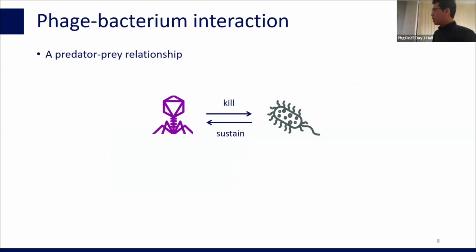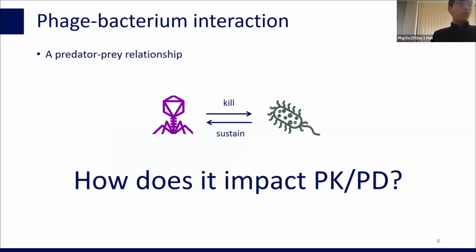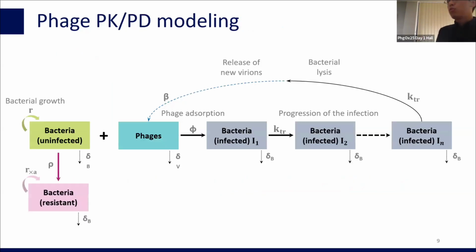All right, now we talk about phage. Phage and bacteria form a so-called predator-prey relationship, meaning phage on one hand will eventually kill bacteria, right? But at the same time, they need bacteria to sustain themselves. Although this sounds obvious and straightforward, it has fundamentally changed the PK/PD behavior of phage. So how? To answer this question, I'm going to show you some theoretical exploration using modeling techniques.